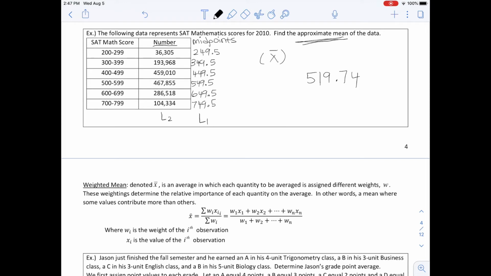However, this data is representing mathematics scores for 2010. This is everybody. And since we're dealing with everybody, we're actually talking about a population. So I am going to need to make sure I use the correct terminology and the correct symbols. And for this one, it would be a mu. So go ahead and put mu in.